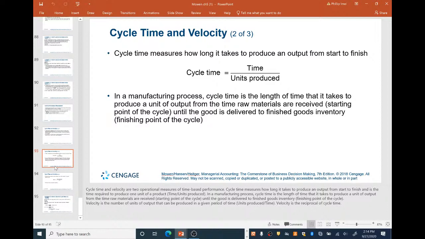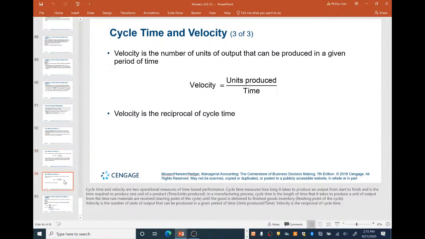Okay, cycle time measures how long it takes to produce an output from start to finish. So the formula for cycle time is time divided by units produced. Time's your numerator, units produced is your denominator. In a manufacturing process, cycle time is the length of time that it takes to produce a unit of output from the time raw materials are received, so at the point we receive it from our suppliers, until the good is actually delivered to finished goods inventory. So from the time we receive the raw materials until the time that we place it into inventory. That's the cycle time divided by units produced.